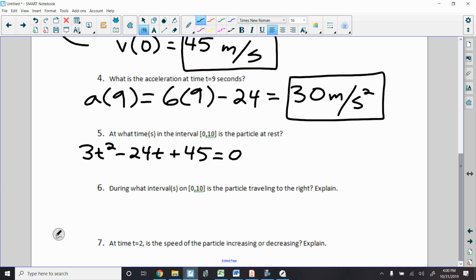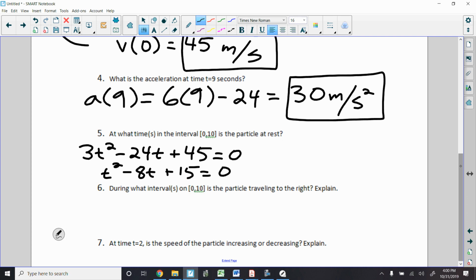The first thing I notice here is that all of the numbers are divisible by 3. So I'm going to make my life easier and divide everything by 3. Doing so gives me t squared minus 8t plus 15.